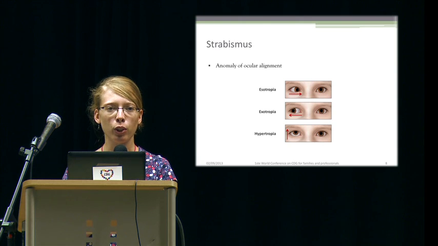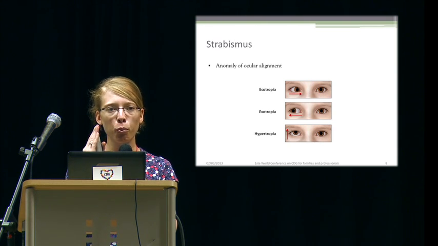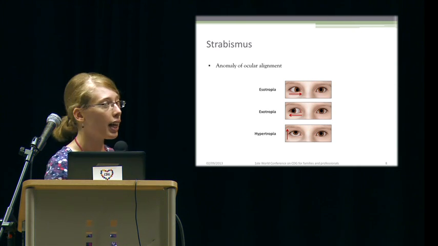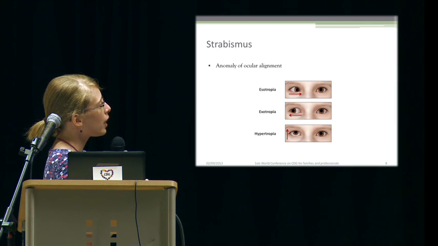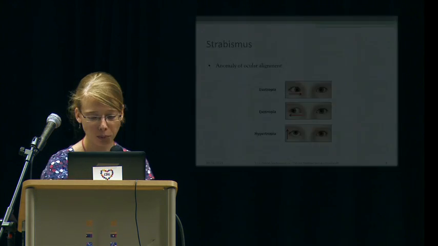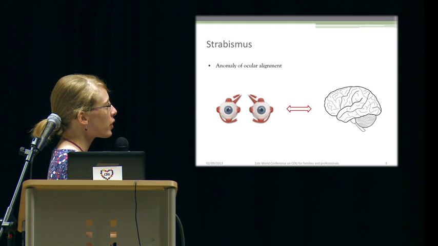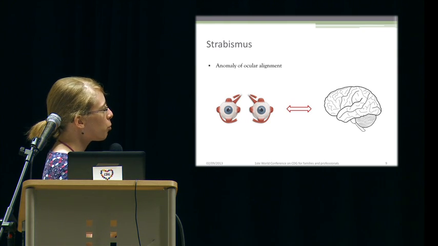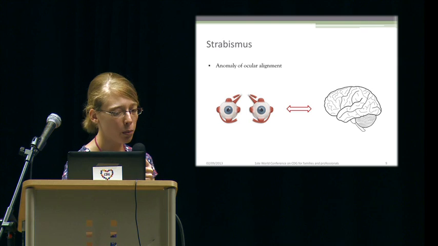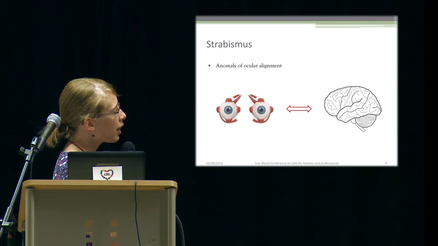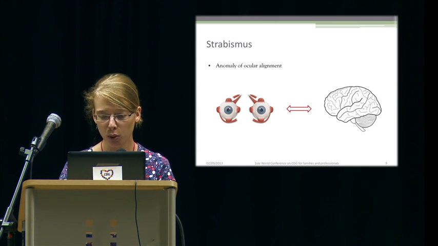Normally, when we look at an object, both eyes are pointed in the same direction. In a patient with strabismus, this is not the case, and like you can see in this picture, the affected eye can deviate in any direction. In most cases, strabismus is caused by a bad communication between the eyes and the brain, while the primary problem can be located in the eye, the brain, or the communication itself.